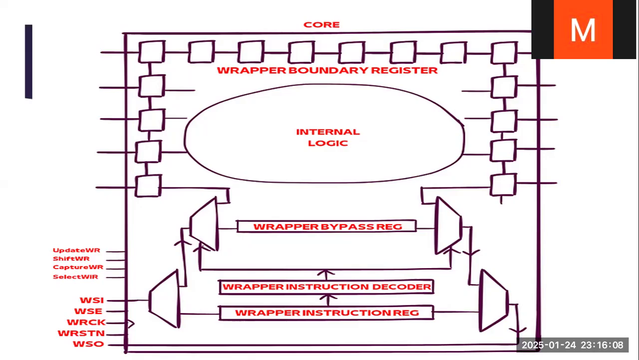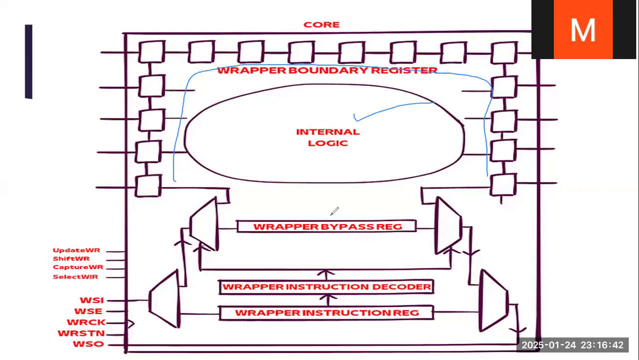Everything we'll look at. You see here, this is a core. These are the vapor boundary registers. Vapor boundary registers are surrounded by the core. With the help of these registers, we can shift the data into the core or capture the data from the core. Or if you want to test the logic between the cores, we are going to use the vapor boundary registers to shift in, shift out the data.